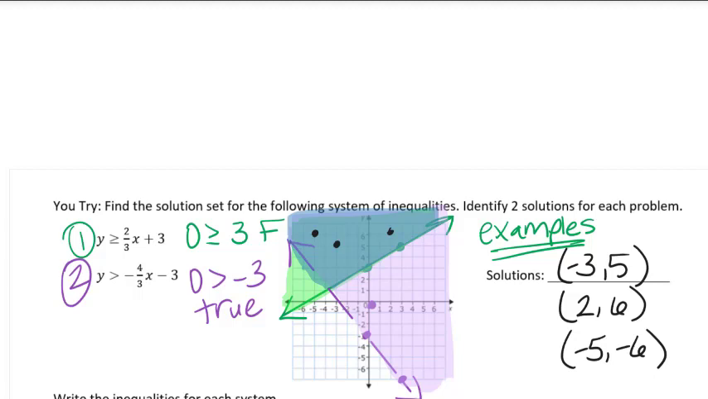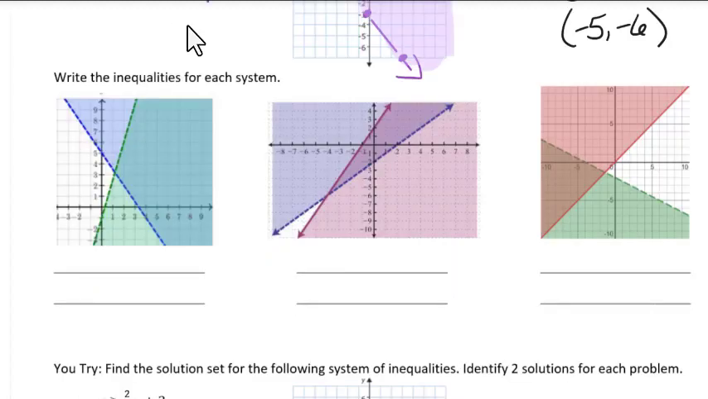Moving on, we are going to be writing the inequalities for each of these systems. So basically the reverse of what we just did with graphing. Now we're going to have to identify our slope and our y-intercept and decide the different inequality symbols that we're going to use to write these inequalities. So we're going to start with the blue line first. I'm going to put a couple points on the graph to make it easier to identify what those points are.